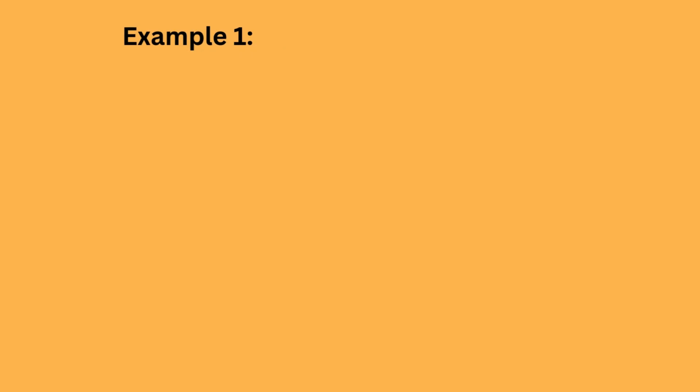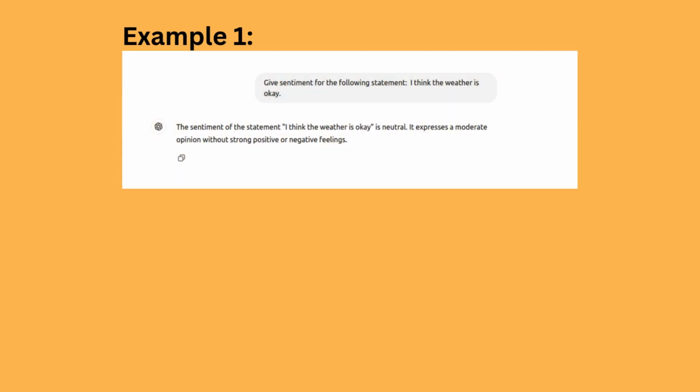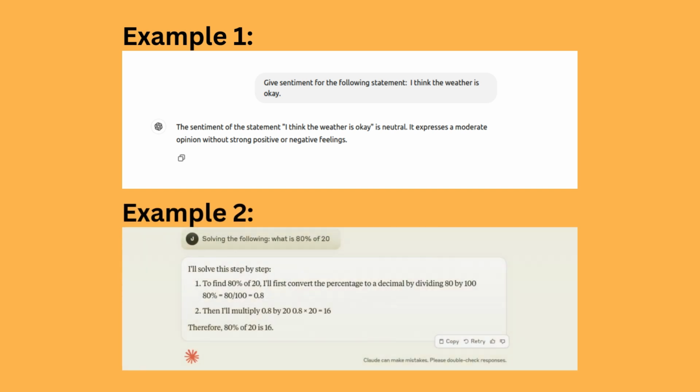An example of a zero-shot would be asking about the sentiment of a statement like, "I think the weather is okay," to which the LLM will respond with a neutral sentiment. Similarly, we can ask the LLM to solve a math question, to which it will respond with 16 as the answer. We should note here that we did not provide the LLM with any examples for context. Hence, they are examples of zero-shot prompts.